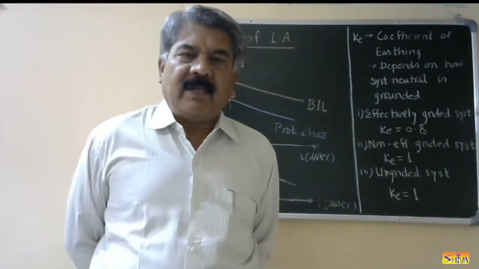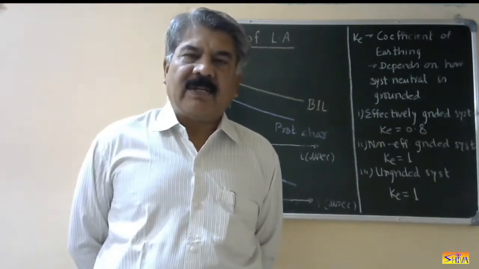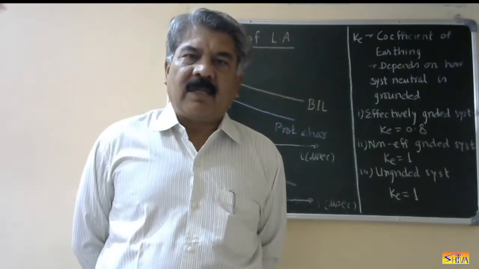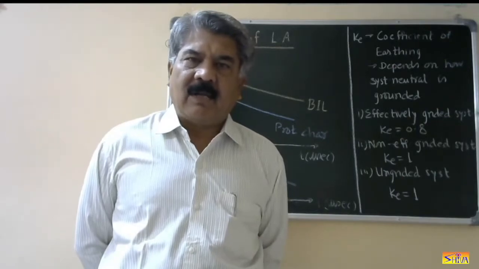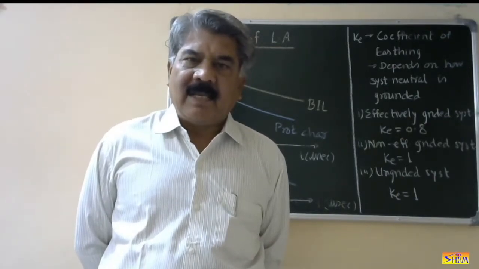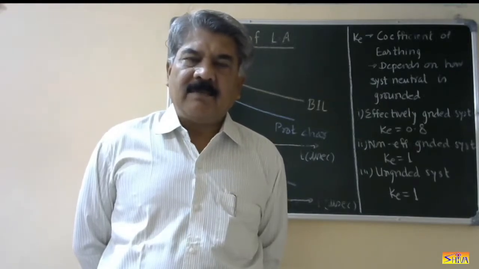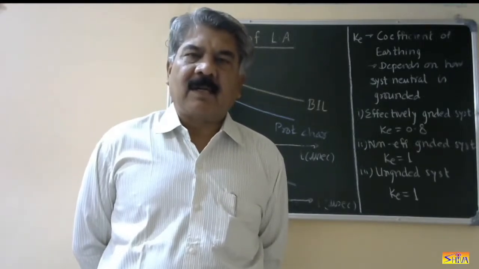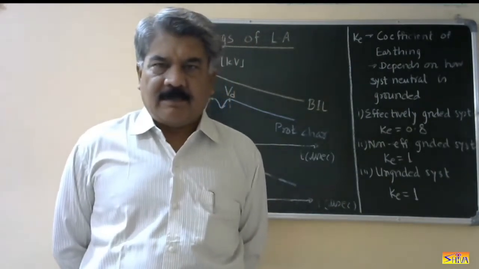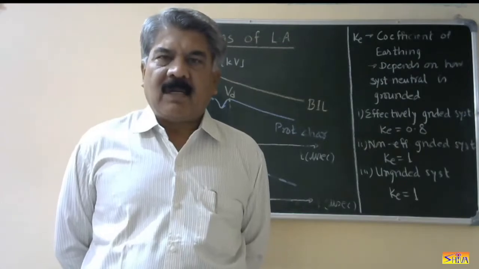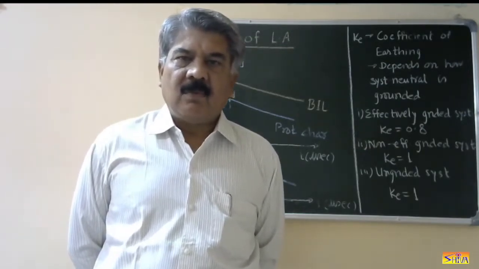Second is non-effectively grounded system. As per definition, these are the systems in which during fault condition, the line to ground voltage of healthy phase can exceed 80% of the system line to line voltage, but it is less than or equal to 100% of line to line system voltage. Such systems are called as non-effectively grounded systems.